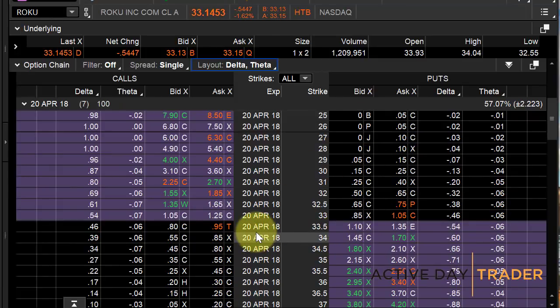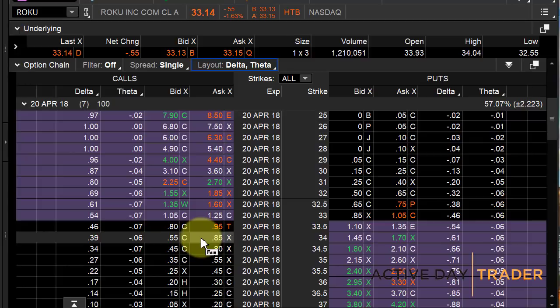How we simplify options, how you should look at options is, let's look at this 34 strike. Now, this 34 strike, it's 55 bid. Someone's trying to buy it for 55. Somebody's trying to sell it for 85 cents. Now, that's a really wide market. That's 30 cents in between the bid and the ask.